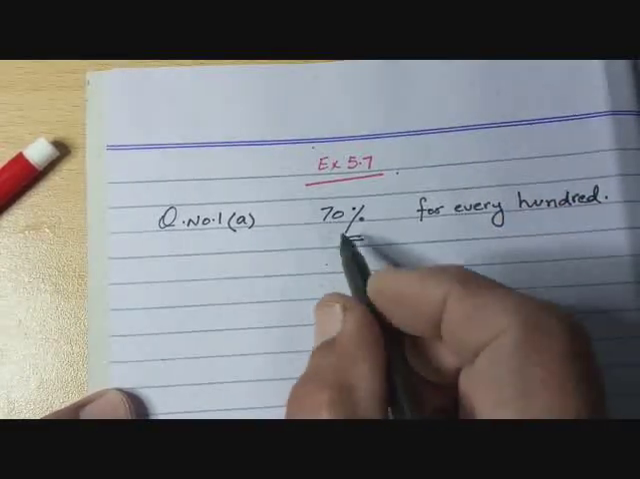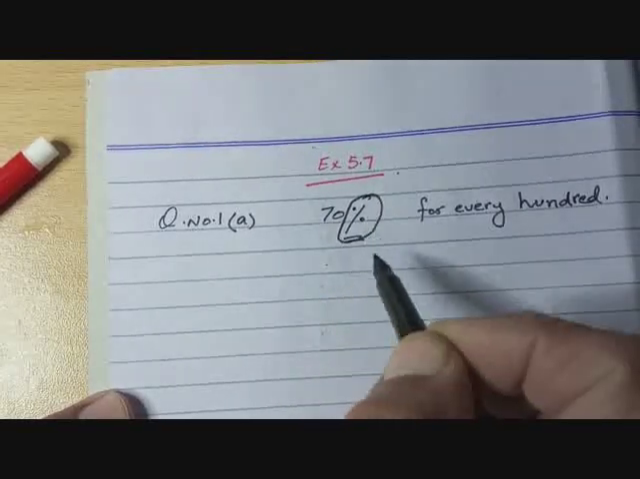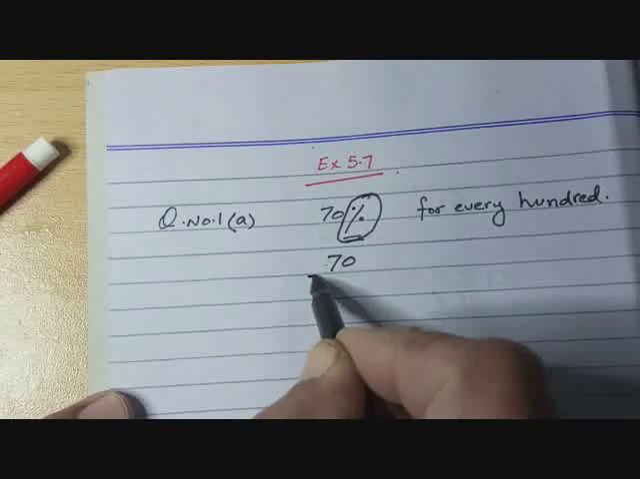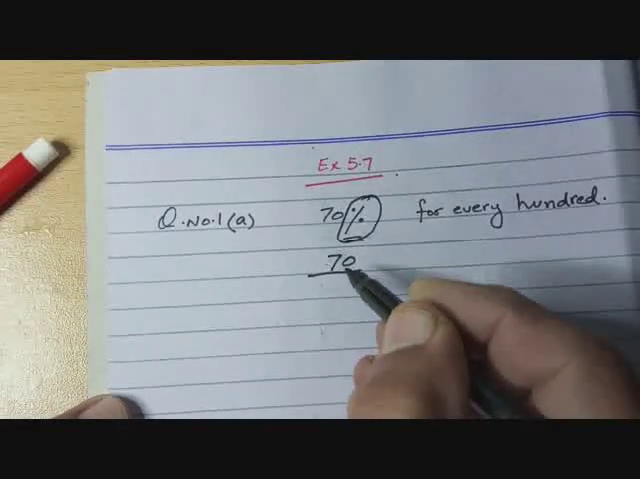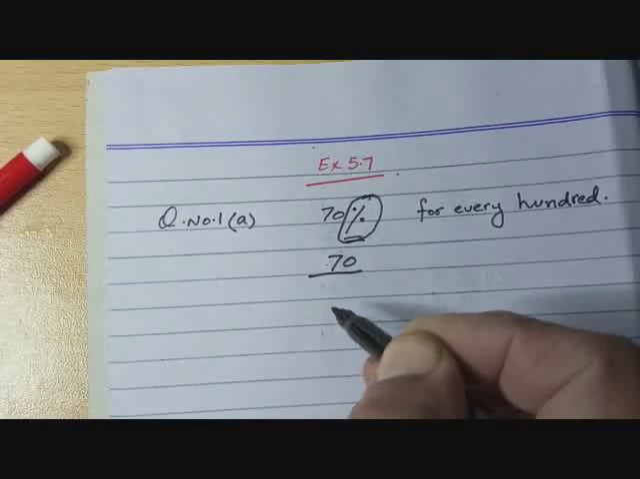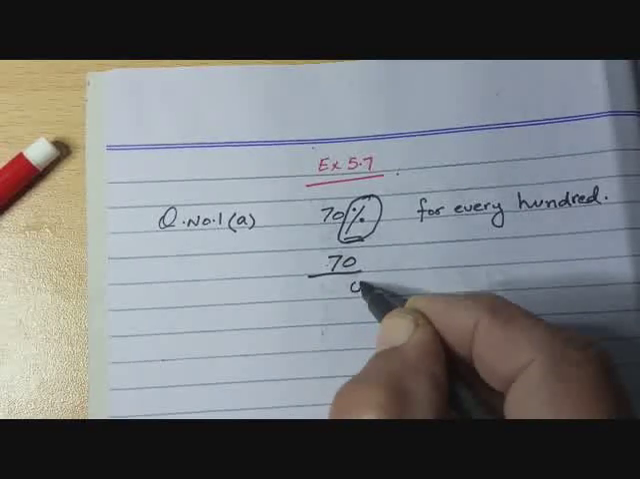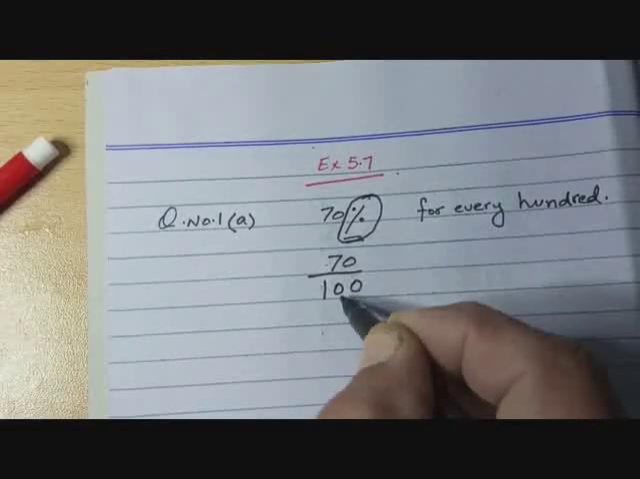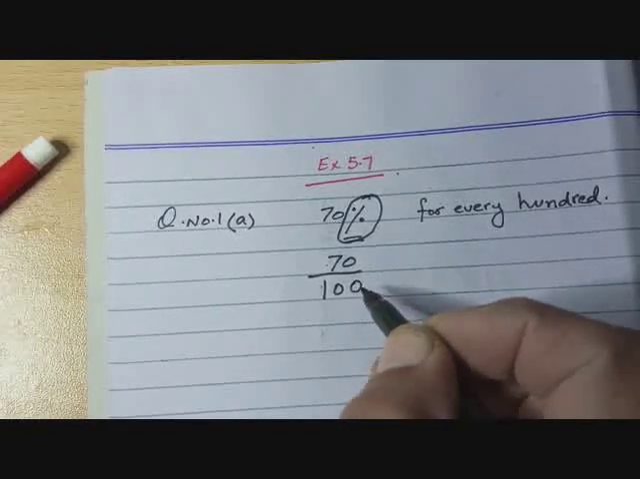So to convert 70%, we have to remove this sign, and to remove this sign, we have to divide by 100, because it is for every 100. Just as with total marks: suppose there are 100 total marks, and you obtained 70 out of it. So it means 70 for each 100, for every 100, or 70%. So my dear students, it is very easy now to bring it into simplest form.